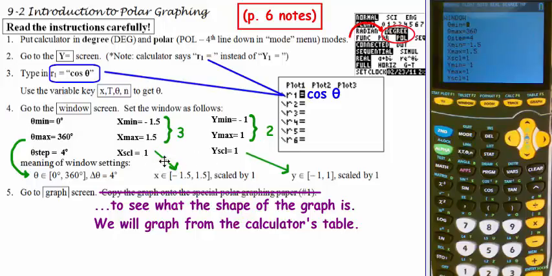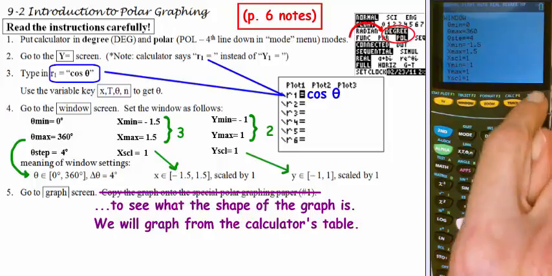And then your scale is just how often you'll see a little tick mark on your graph. So once you have your window settings matching, like mine, then go ahead and hit graph.